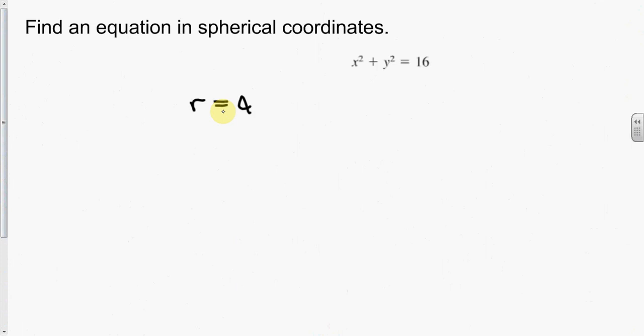You can relate r to two values in the spherical coordinate system directly. R is equal to... isn't r equal to rho sine phi? Yeah, that's all you need.